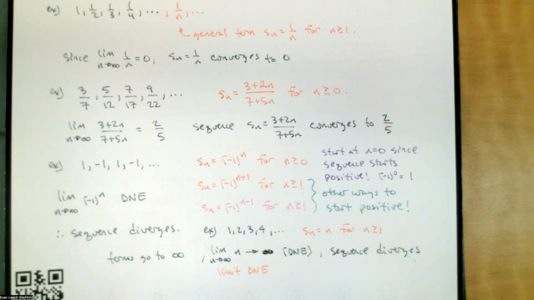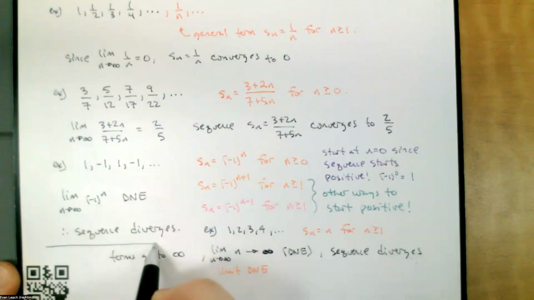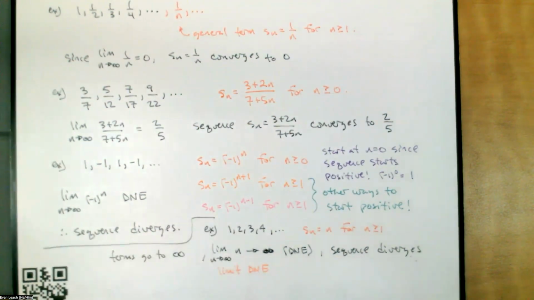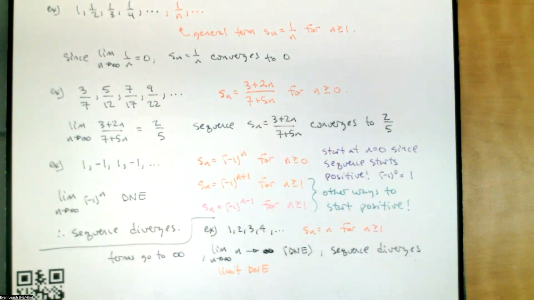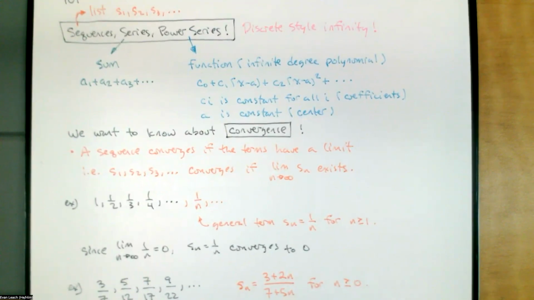So. Careful with your phraseology. Also, I wrote terms go to, I kind of should have separated. I should have just switched pages. But I didn't, so there we go. Any questions? A sequence is a list. A sequence converges if the terms have a limit. That's the simplest of our three objects: sequence, series, power series. Because that's what we need to know.